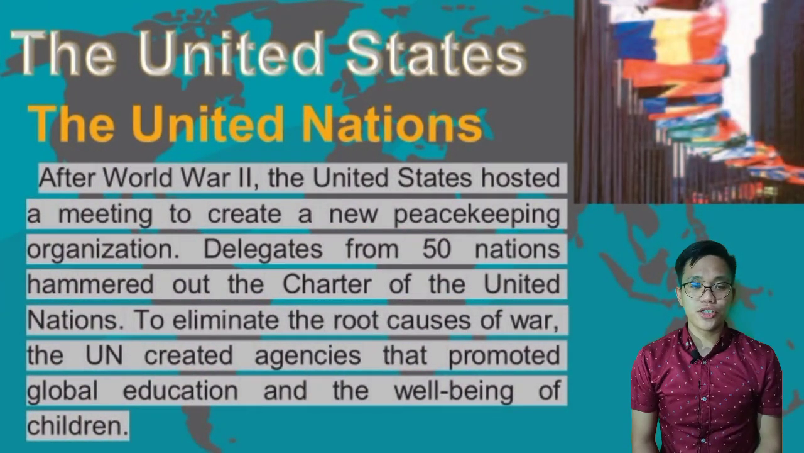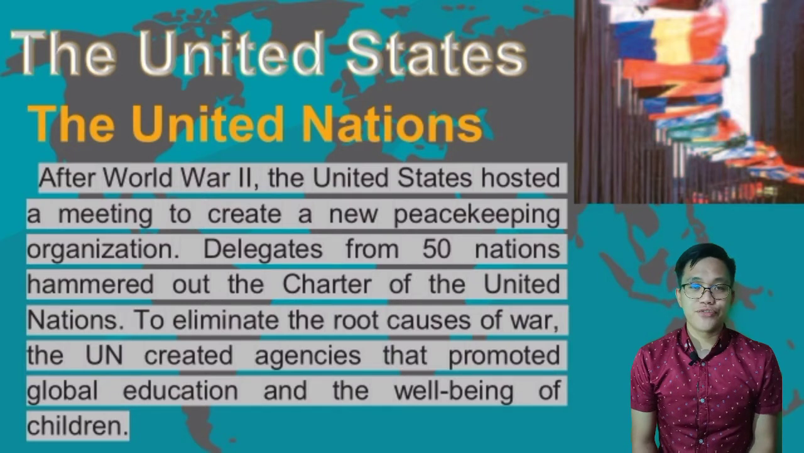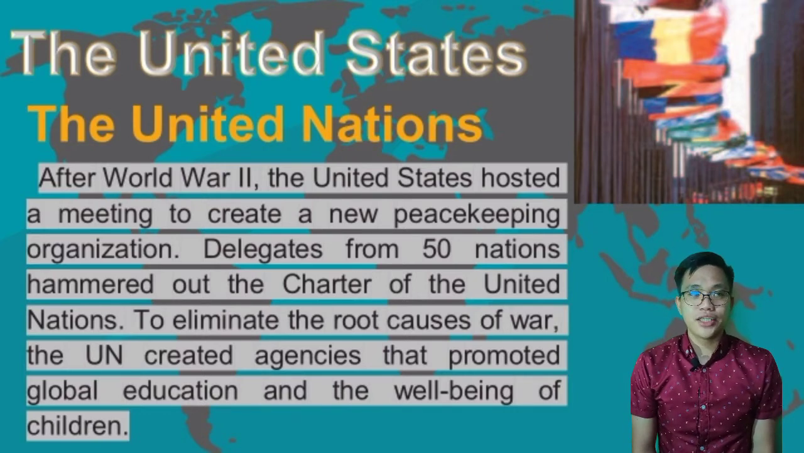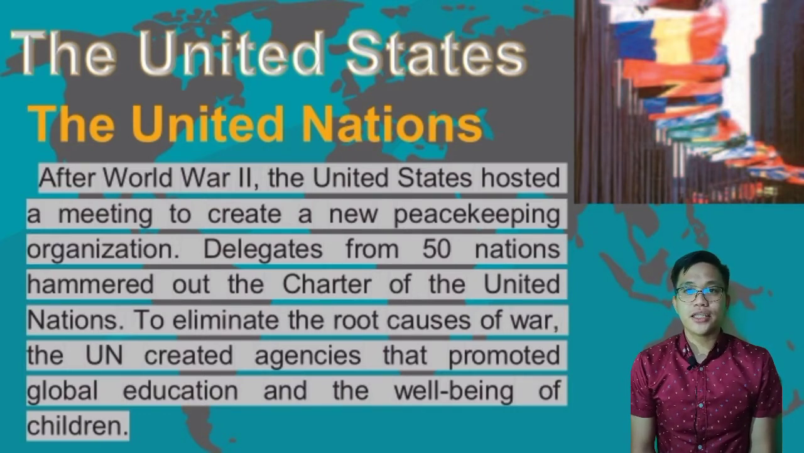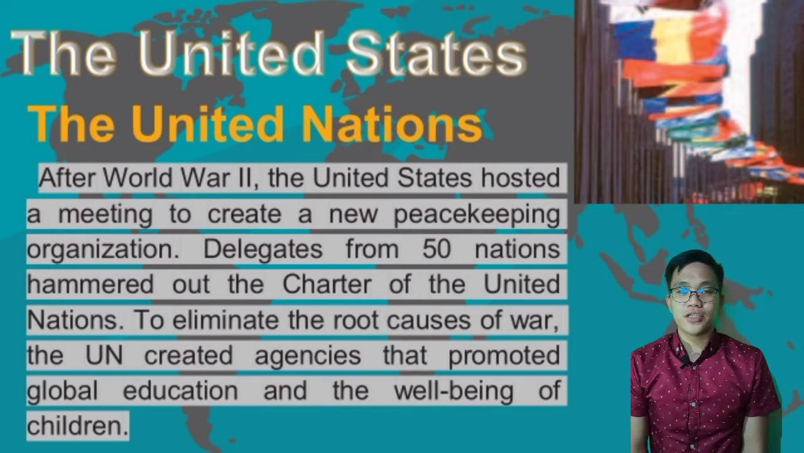So this is when the United Nations was created. After World War II, the United States hosted a meeting to create a new peacekeeping organization. Delegates from 50 nations hammered out the Charter of the United Nations. To eliminate the root causes of war, the UN created agencies that promote global education and the well-being of children. In 1948, United States delegate Eleanor Roosevelt convinced the UN to adopt the Universal Declaration of Human Rights, which committed the UN to eliminate oppression. The headquarters of the UN are located in New York City.